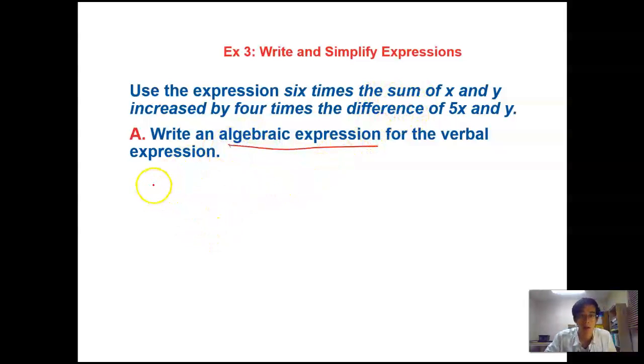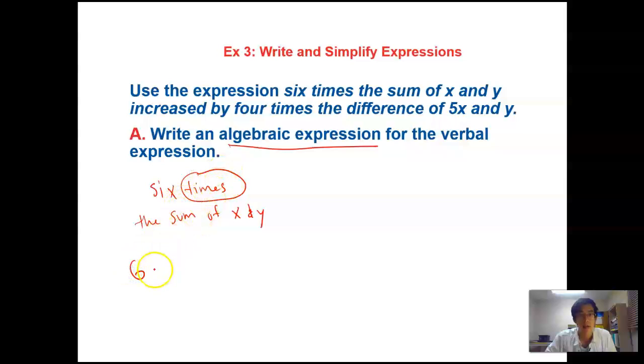So let's kind of break it down. I have 6 times the sum of x and y. Right? So I know times is multiplication. So I know 6 times, I'm multiplying the sum of x and y. So the sum of x and y, I'm going to add those two together in parentheses. Right? And then after that is increase by.